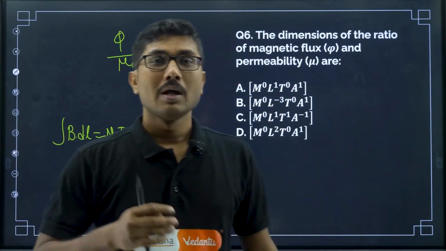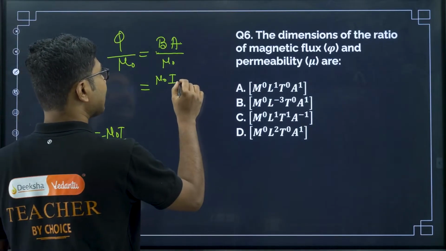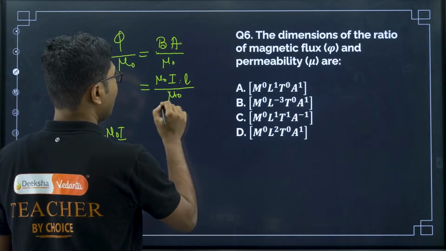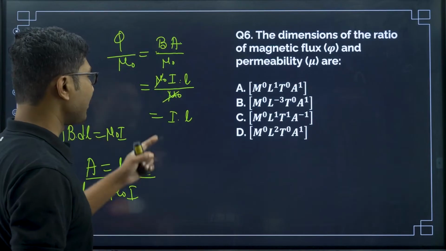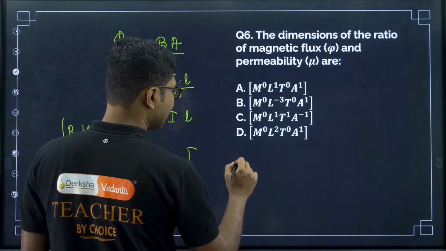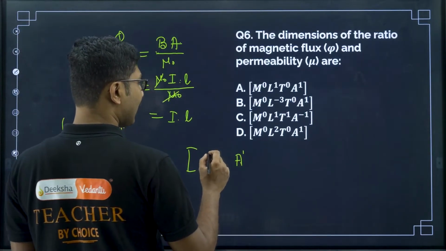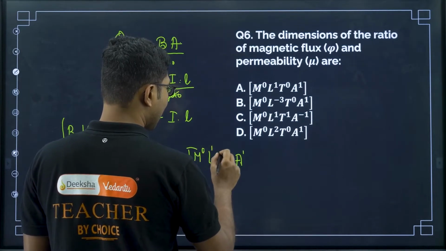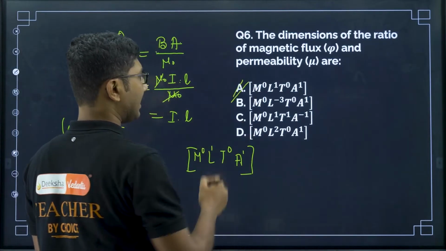So in case of square loop, because we are only considering dimension, it does not matter what is the shape of this, so we can write this as L, okay, and there will be mu naught. Now mu naught cancels, you get I times L. So what is the dimension of I? I's dimension is always current to the power 1, and L is dimension of length, so L to the power 1. So M to the power 0, L to the power 1, T to the power 0. So this should be the dimension. So correct answer is option A.